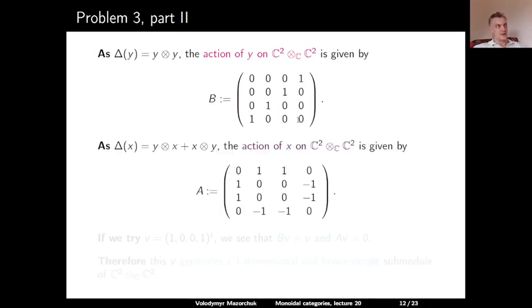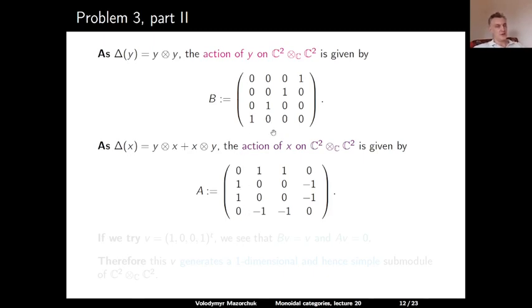Now, for x, the comultiplication sends x to y tensor x plus x tensor y. So we should act by this element on the standard basis. So if you take v11, then y tensor x will send it to v21 because y just sends e1 to e2 and x does nothing to e1. And then x tensor y will send it to v12. So v11 is sent to v21 plus v12. So the first column of this matrix is 0, 1, 1, 0.